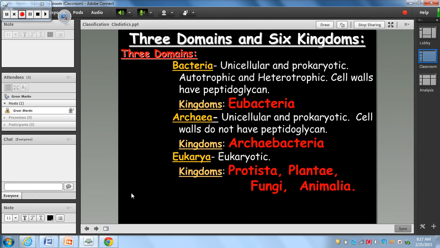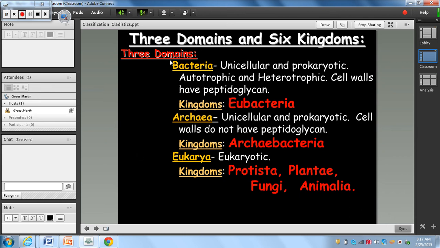Alright, so when I was actually your age, there were only 6 kingdoms, and recently they've added another level of organization, which is domains. So there are 3 different types of domains, and the 6 kingdoms that we'll talk about.